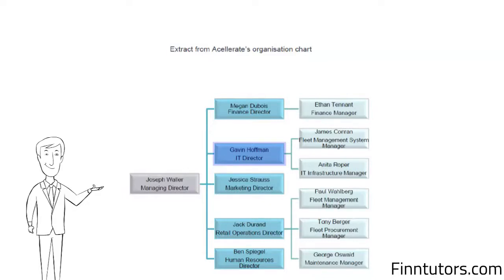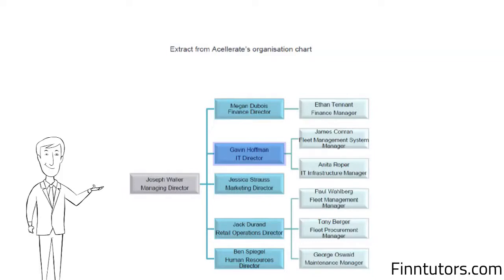Now, this managing director, as we know, his responsibility is to set the strategy. Now, he is setting the strategy, and under him, there are specific directors who handle specific parts of the organization. For example, Megan deals with finance, Gavin deals with IT, Jessica deals with marketing. So they are given their own specialized departments that they are supposed to look at.